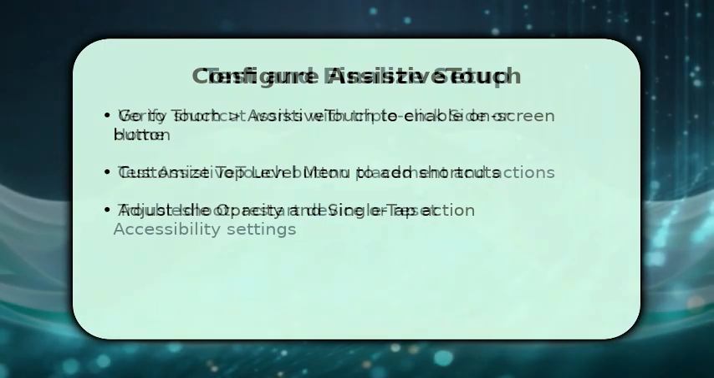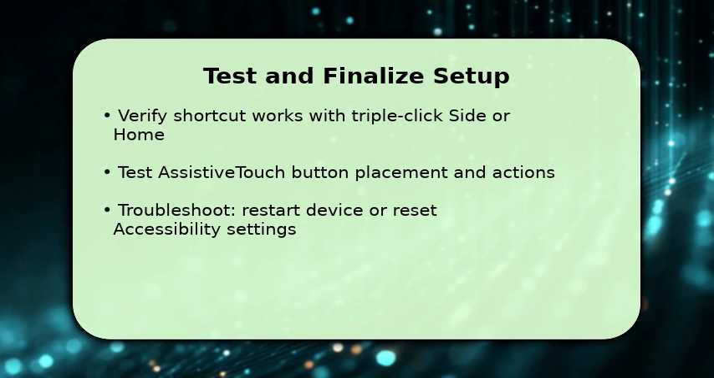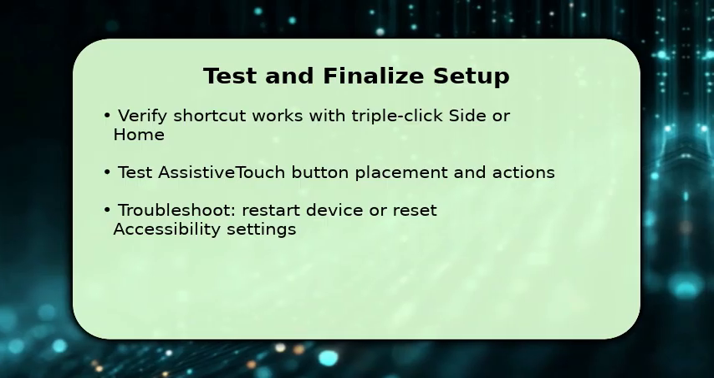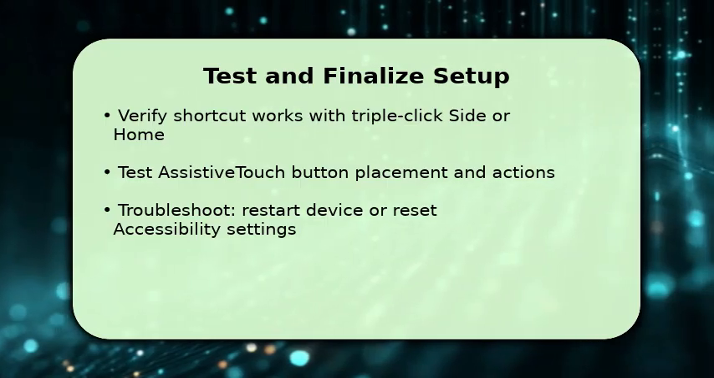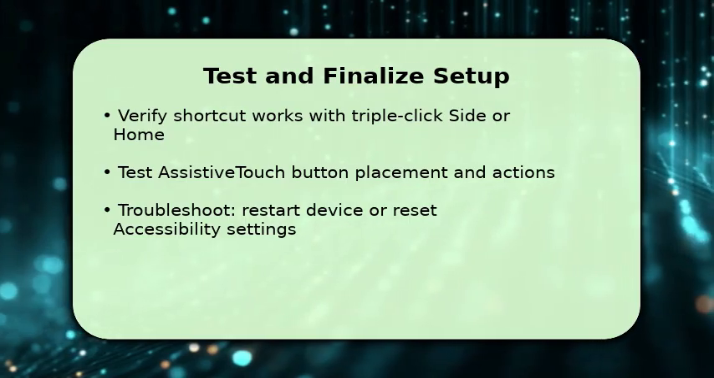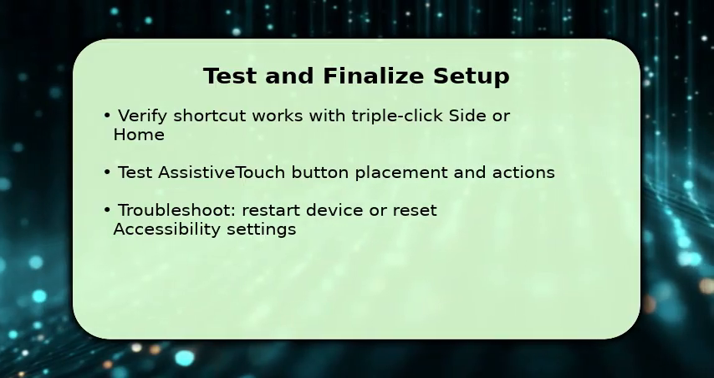Finish by testing everything. Triple-click the side or home button to invoke your accessibility shortcut and confirm it cycles through chosen features. Then tap the Assistive Touch button to exercise single, double, and long press behaviors and move it to a comfortable corner. If the button doesn't behave as expected, restart your iPhone and try again.